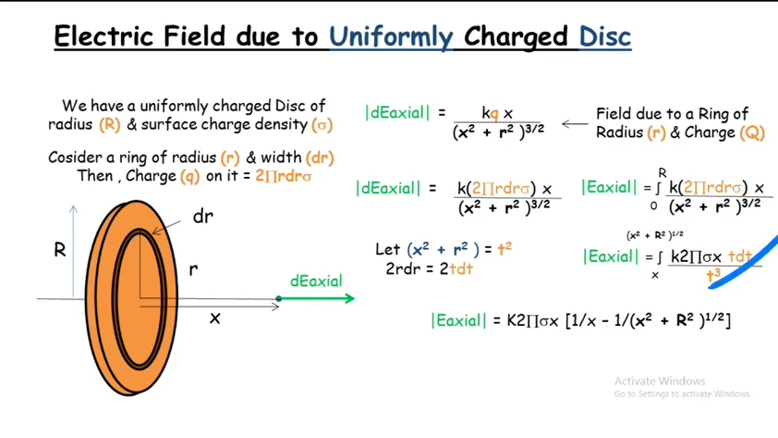Now the integration will be 1 by x, 1 by b minus 1 by a, or 1 by x minus 1 by x square plus r square to the power 1 by 2. So this is the expression for the electric field due to this disk at x distance from the center on the axis, and also the direction will be axial.